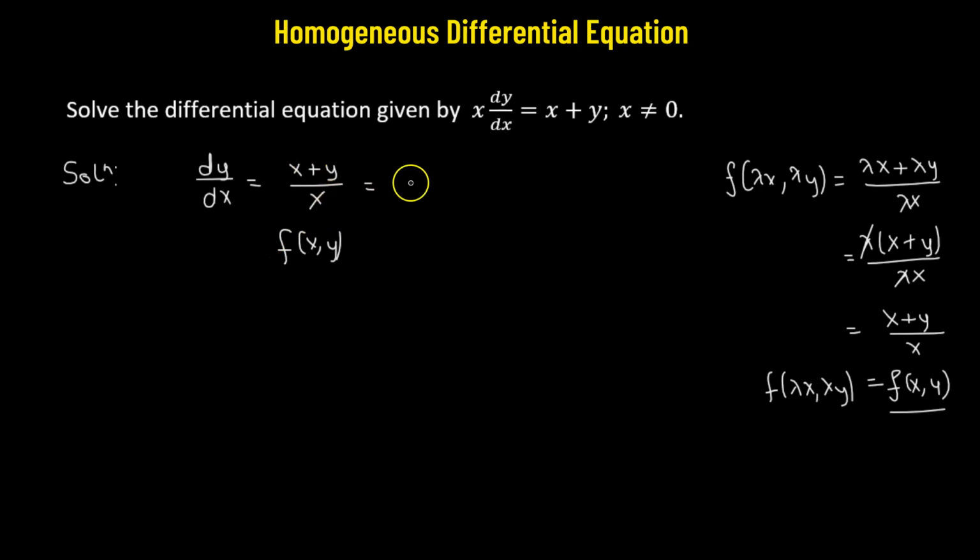Here we can rewrite it as 1 plus y over x. Clearly, this differential equation means that y is the dependent variable and x is the independent variable. So we'll consider the dependent variable y equals v times x, where v is a variable. Now we'll take the derivative of both sides with respect to x. So we have dy over dx, and since we have the product of two functions, v and x, the derivative with respect to x can be obtained by using the product rule, which will be v plus x times dv over dx.